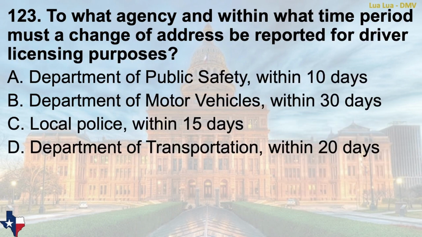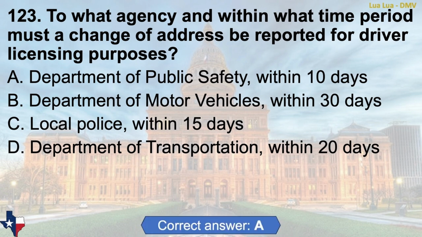Question 123. To what agency and within what time period must a change of address be reported for driver licensing purposes? A. Department of Public Safety, within 10 days. B. Department of Motor Vehicles, within 30 days. C. Local Police, within 15 days. D. Department of Transportation, within 20 days. The correct answer is A. Department of Public Safety, within 10 days.